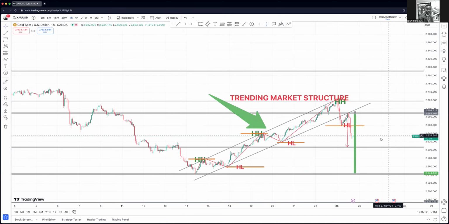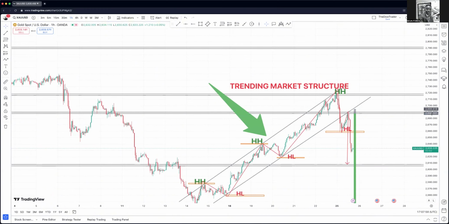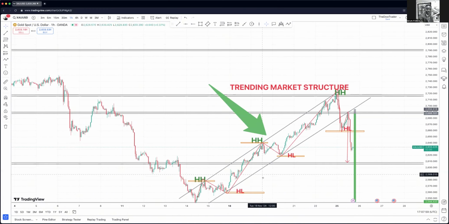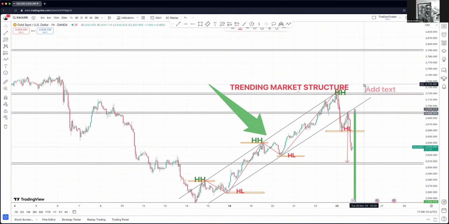And there is one more thing. In this market structure, a trending market, there is massive support and resistance playing out. When the market was doing higher high, higher low, higher high, higher low, when you reach this place, there was a massive resistance.